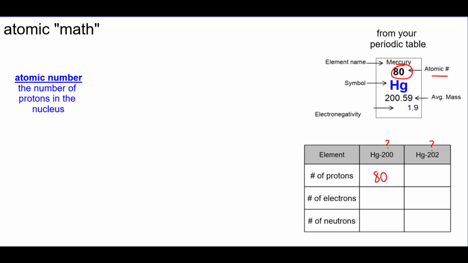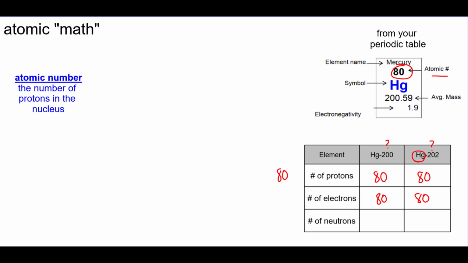Now the next thing we need to pick up is that all atoms of the same element have the same number of protons. So by the symbol here on Hg-202, it's mercury. So that means it has 80 protons, just like mercury-200. As for the number of electrons, that's going to be equal to the number of protons. So that's 80 for both atoms.